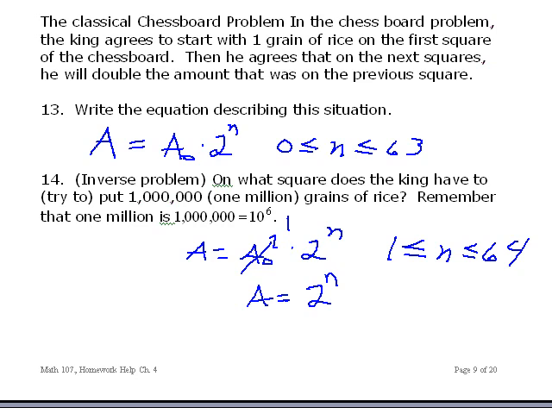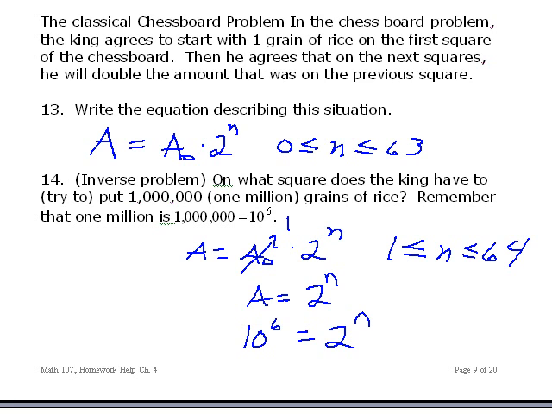Now the question is, on what square, that means for what value of n, does the king have to put 1,000,000 grains of rice? So 1,000,000 is 10 to the 6. So I put the 10 to the 6 here, equals 2 to the n, and this is just an inverse problem like you've done before. You need to get the n down onto the main playing field here. So to do that, you take the logarithm of both sides.